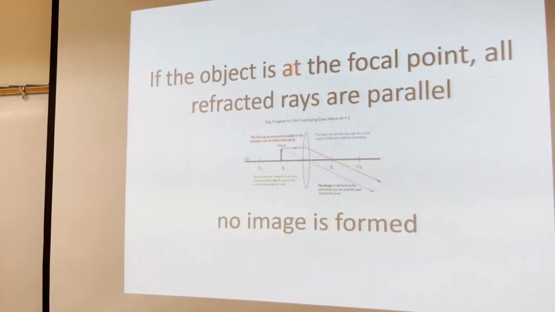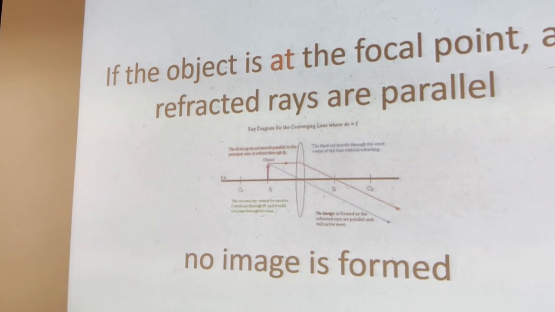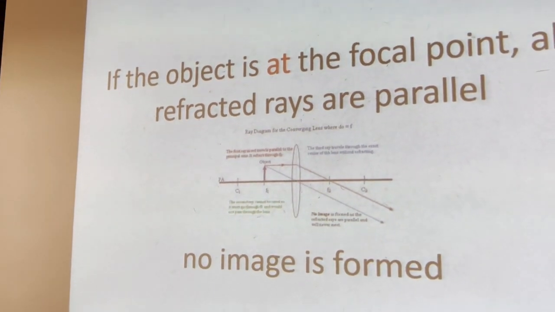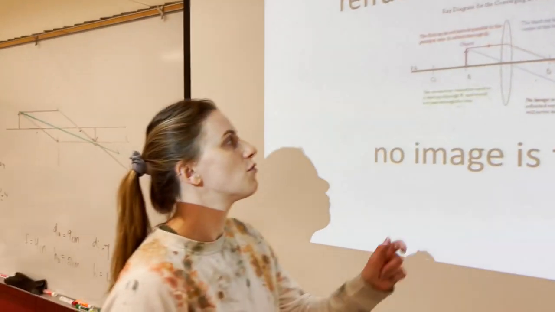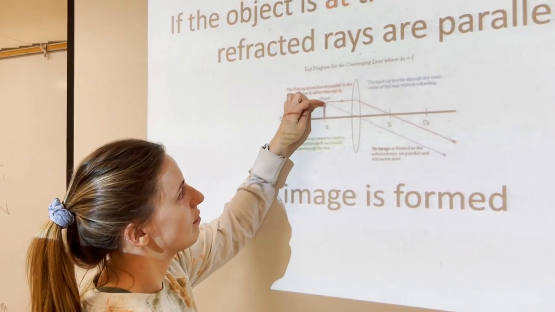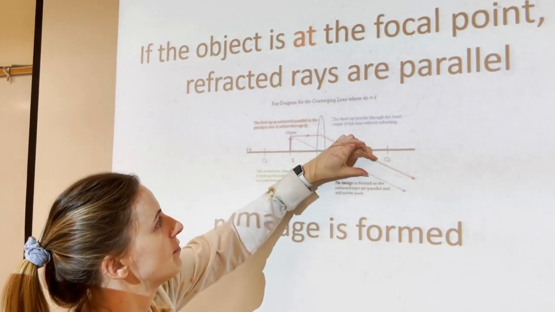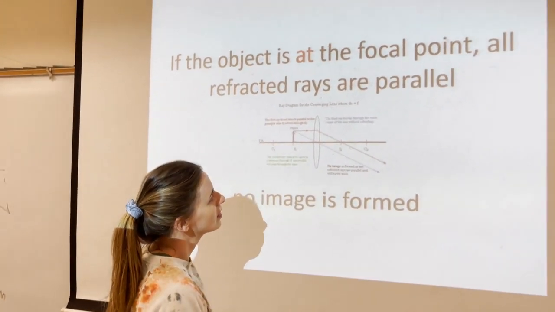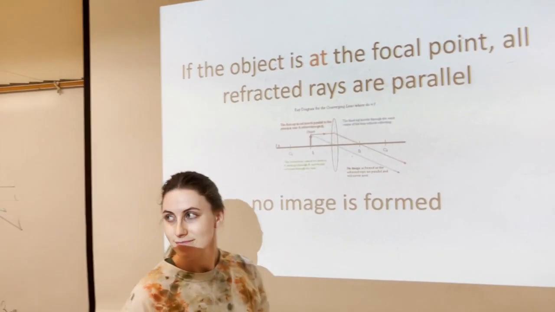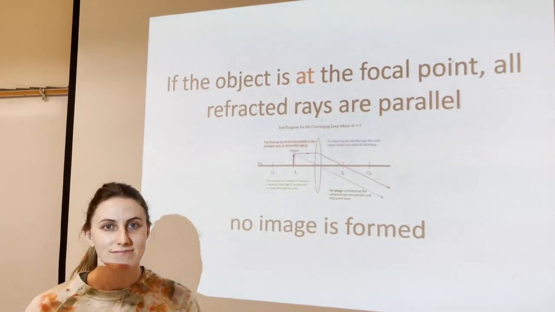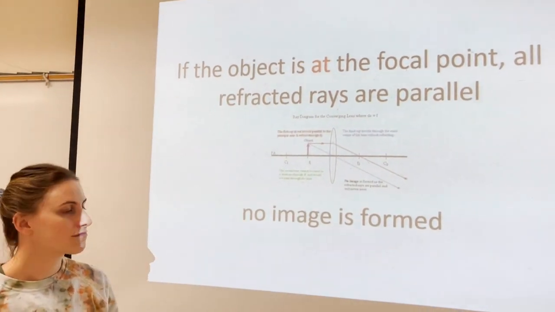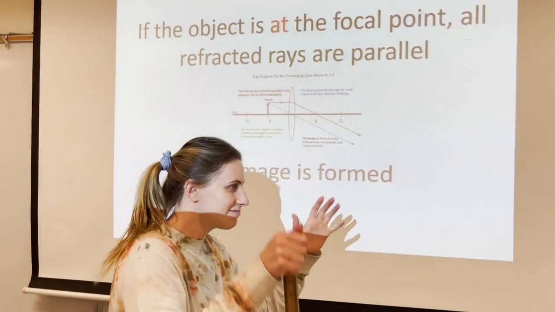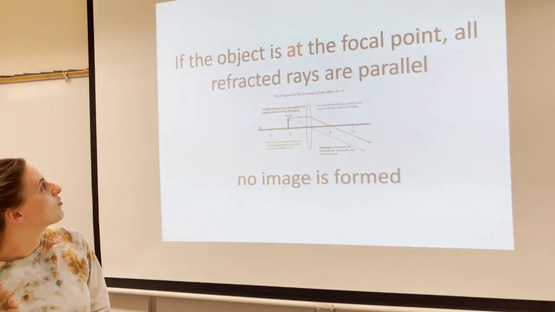If the object is at the focal point, all refracted rays are parallel, so no image is formed. They just go parallel to each other, and if you go backward, they're not going to diverge either. That's the same kind of thing as with the concave mirrors. You get to that point where there's no image. It's like scrambled eggs. You can't see anything. There's nothing there.